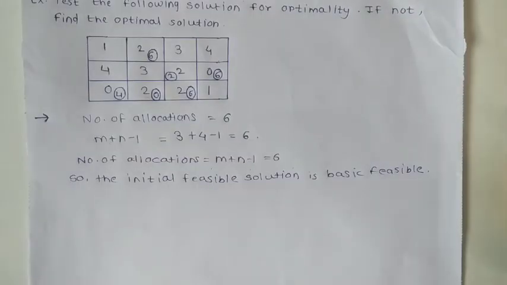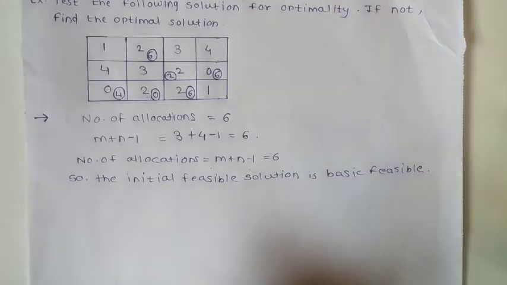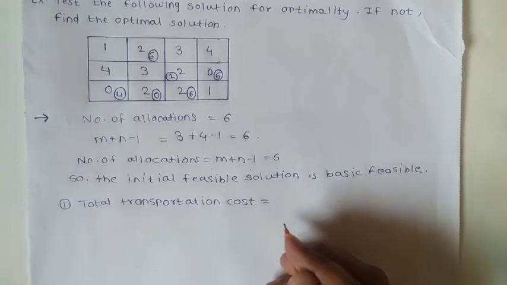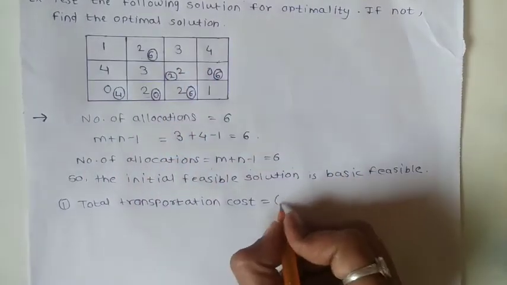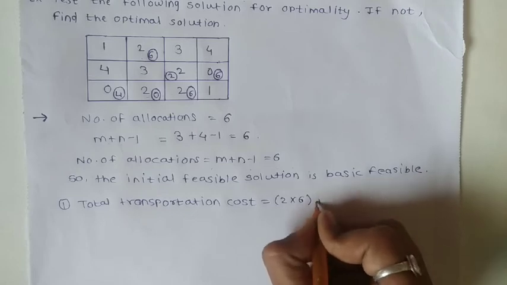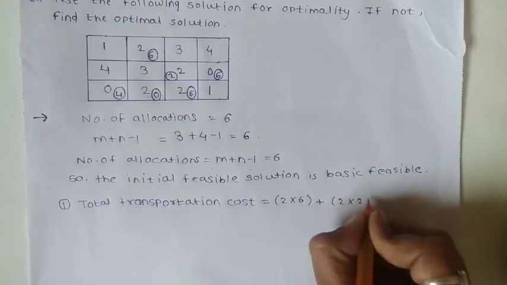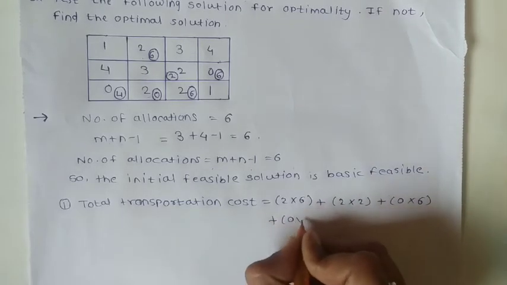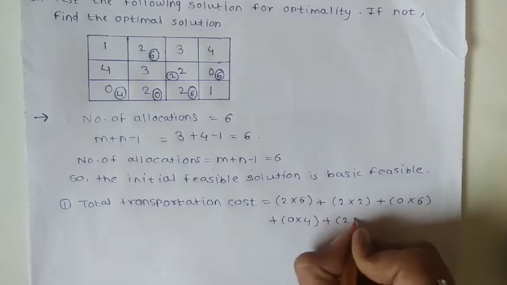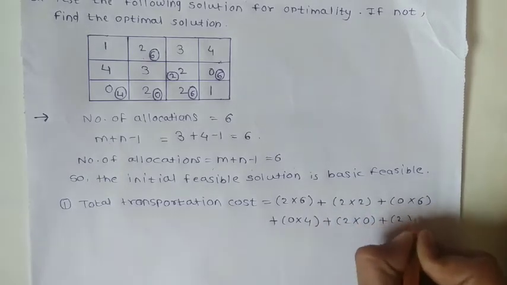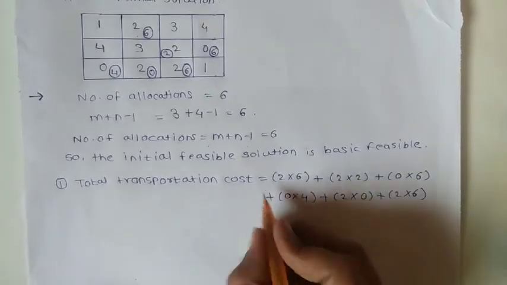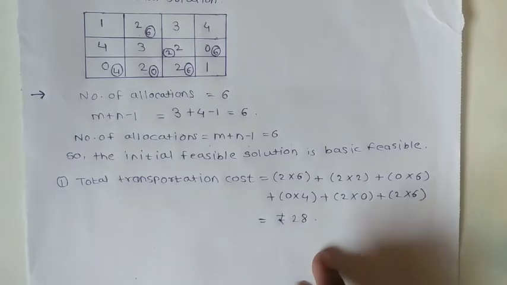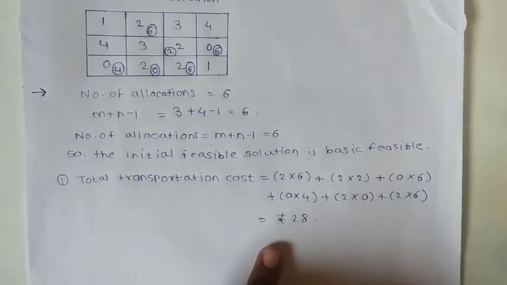Now we have to find out the total transportation cost. So first, 2 into 6 plus 2 into 2 plus 0 into 6 plus 0 into 4 plus 2 into 0 plus 2 into 6, which equals rupees 28. So the transportation cost is 28.